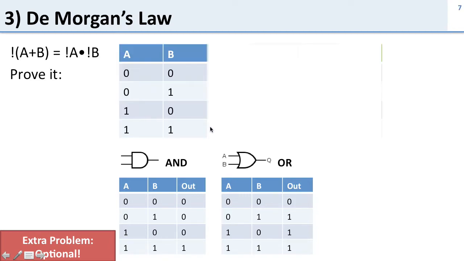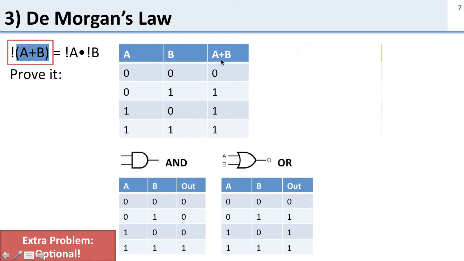So let's take a look at that. So here's A and B. Go through all the possible combinations of those. There are two inputs, so we have 2 to the second, or 4 possible combinations. And let's start out. Let's write down what A or B is. So here's A or B. It's just going to be true whenever A or B is true. So this is our standard OR logic that we had down here from our OR gate.